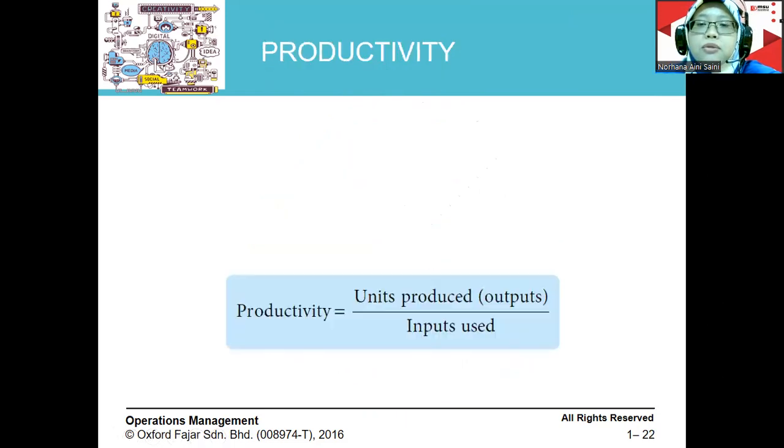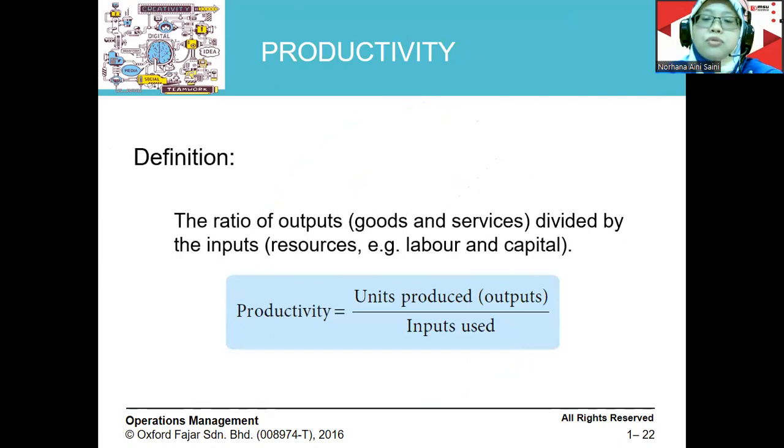All right, so now let's go for the next one, which is we want to measure in terms of productivity. So what is productivity? Productivity is the ratio of output, which is the goods and services, divided by the input, which is, for example, resources like labor, capital, or something like that. Meaning that whatever we produce must be divided by the input. So that will be productivity.